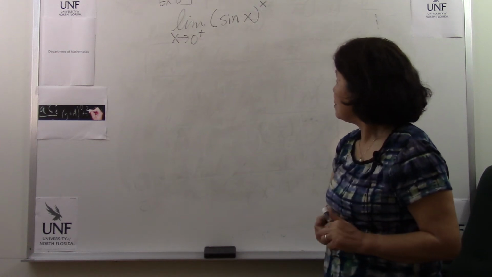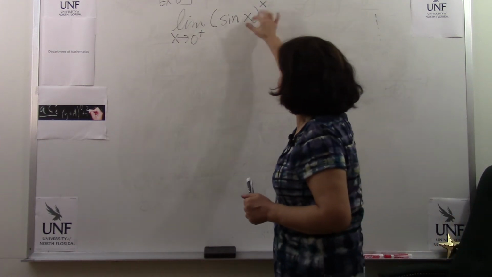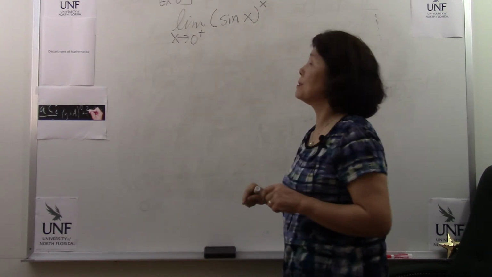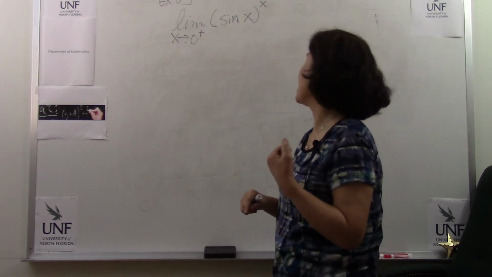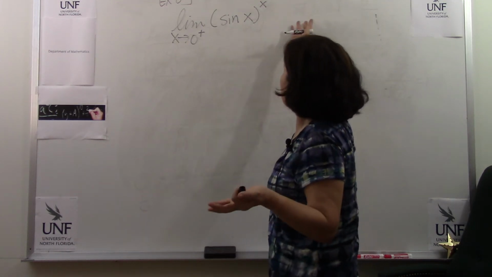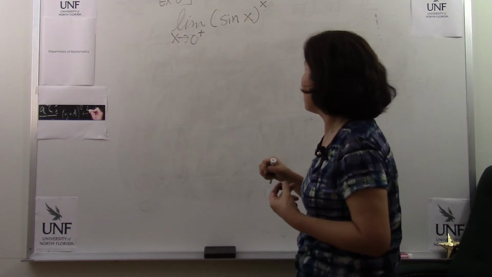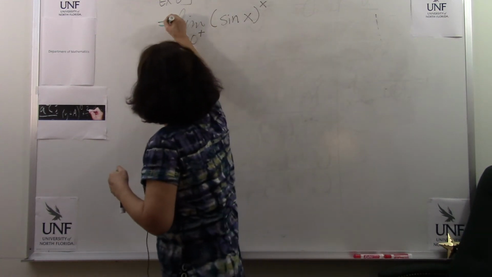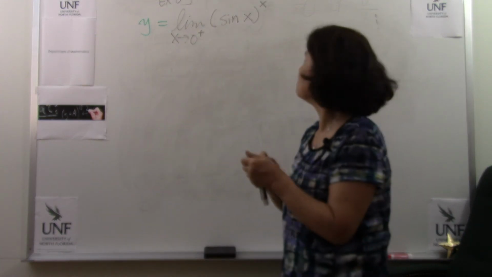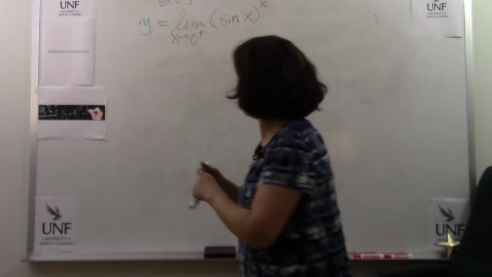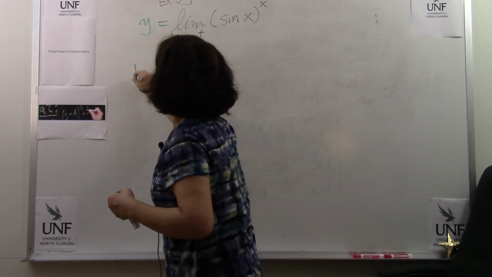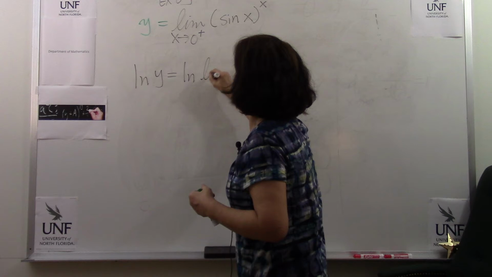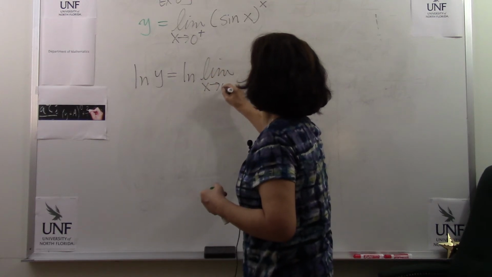Well, did we see earlier something to the x? Sine x is varying and x is also varying. Therefore, in this case, we cannot do just a regular way of taking the limit. So we are going to use, again, the same idea. Let's call this limit y, if it exists. After that, we are going to take a log: ln y equals ln of the limit of this.